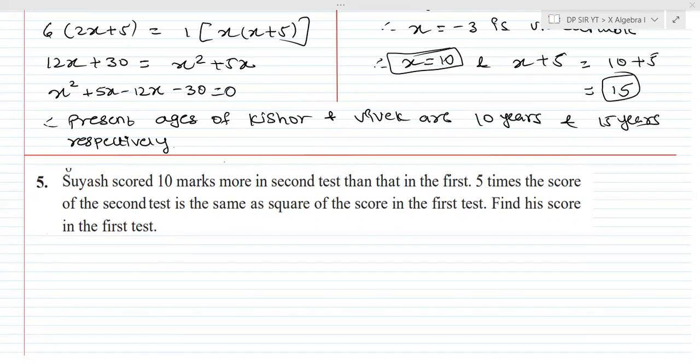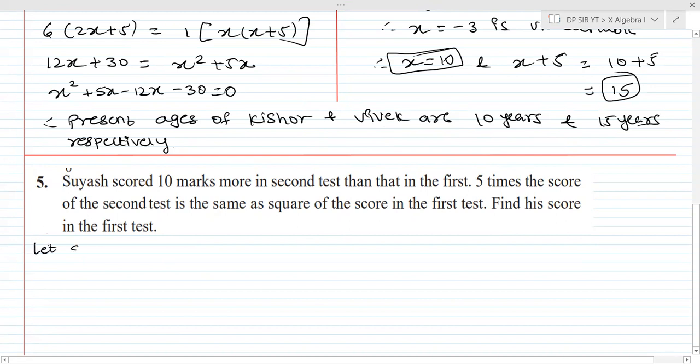Okay, so Suyash scored 10 marks more in the second test as compared to the first. So I would say, let Suyash score x marks in the first test. Is it mentioned as unit test over there in the first test ना? तो ठीक है, unit मत लिखो anyways. मेरे दिमाग में unit test घूम रहा है since it was approaching. So let Suyash score x marks in first test.